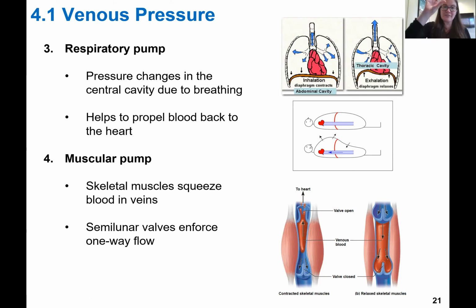So it's sort of this elevator that raises the blood up a little bit at a time through the legs and gets it back to the heart. So it's these one-way semilunar valves that enforce this one-way flow. And it's better the more you exercise, because the more you exercise, the more you push on that blood to get it up that elevator.